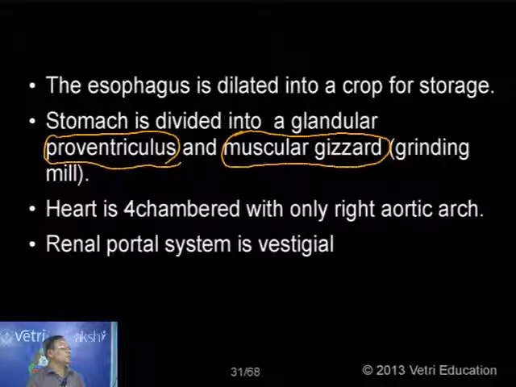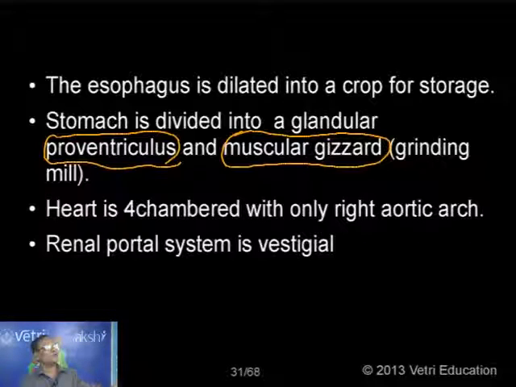Then also about the esophagus, this is about the stomach, that is proventriculus and muscular gizzard. As in the case of cockroach, we have this gizzard here. There you have chitinous plates for crushing, but these animals have thick walls only, no chitinous plates. For that they are taking stones also along with the food.